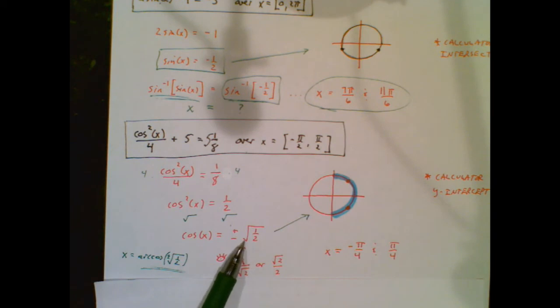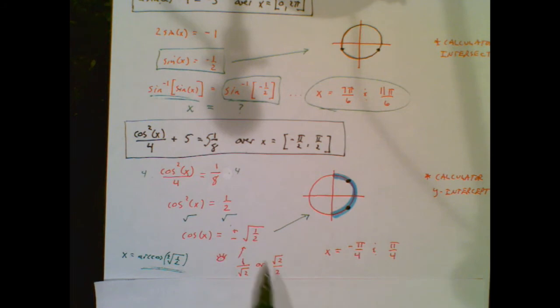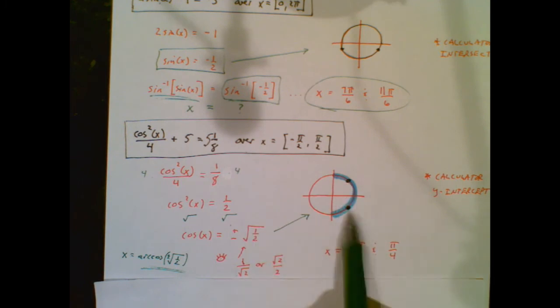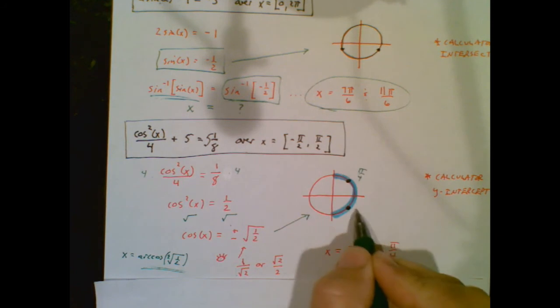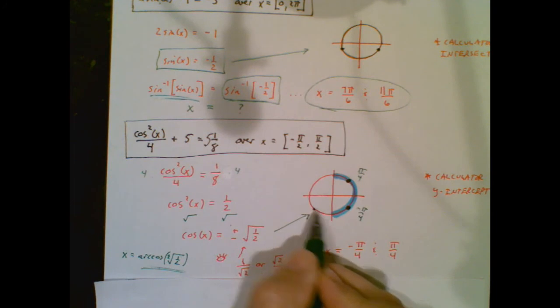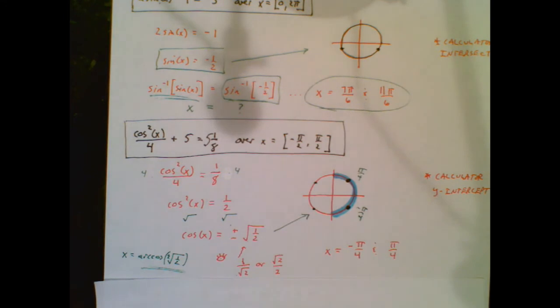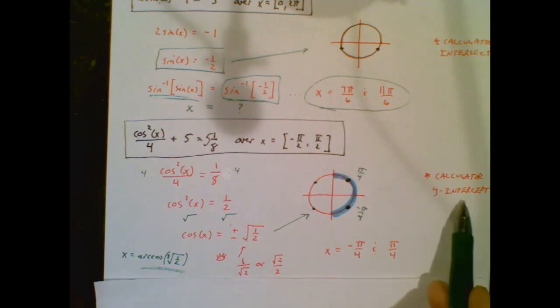Keep in mind that the square root of 1/2 can be written like this or like this, but if you're good on the unit circle, you realize that cosine has a positive value of this right here and right here, which is pi over 4 and negative pi over 4. Now we also have negative values that would work here and here, but they're outside the stated domain. And we'll come back in a little bit and show you how you can use your calculator to solve that in a different way.